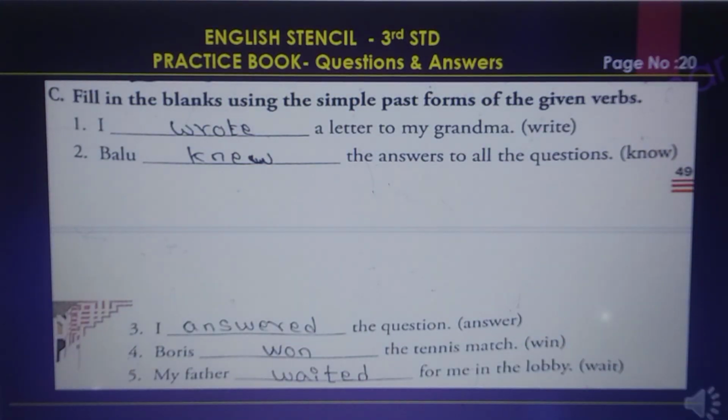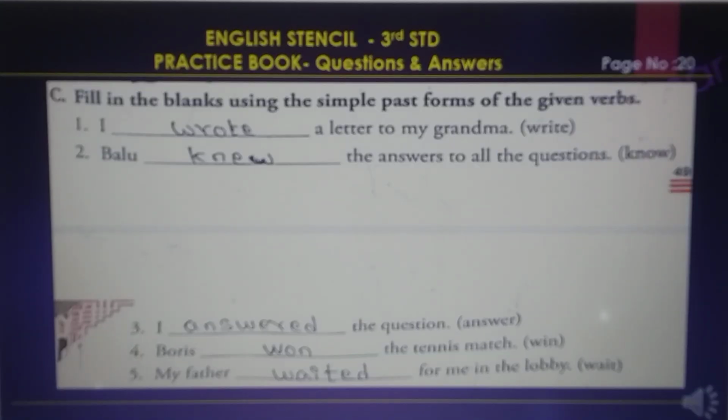C. Fill in the blanks using the simple past form of the given verbs. I wrote a letter to my grandpa. Balu knew the answers to all the questions. Third one: I answered the questions. Fourth one: Boris won the tennis match. Fifth one: my father waited for me in the lobby.